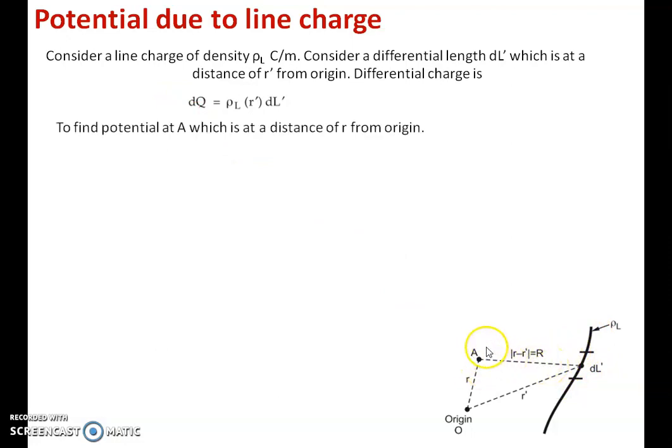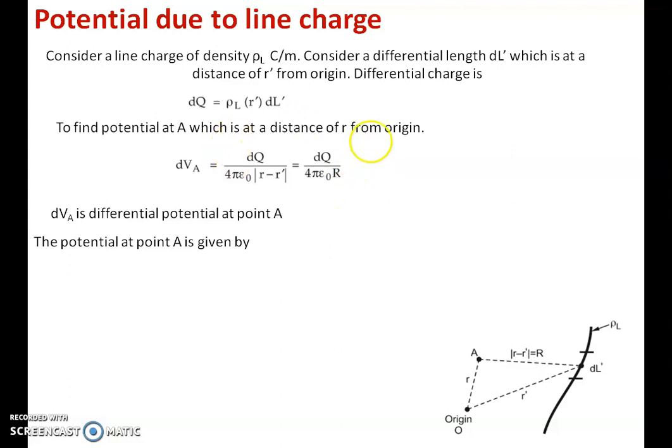Now we have to find the potential. You know the expression for potential: the potential at this small element can be written as dq divided by 4 pi epsilon naught times the distance between point A and dl, which is r minus r dash, that is capital R. So dV is dq divided by 4 pi epsilon naught R. Now substituting dq as rho L of r dash into dl dash, we get rho L of r dash dl dash divided by 4 pi epsilon naught R. That is the potential due to that differential length.